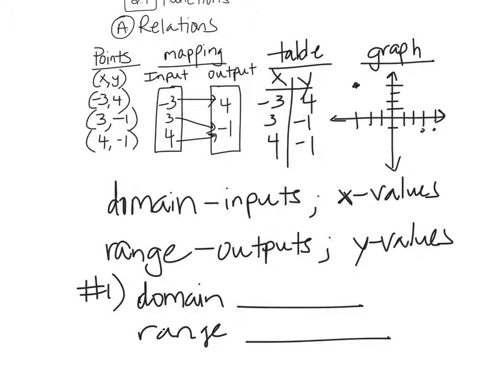So let's look at what domain is. Domain are the x values. What x values did we have up here? Perfect. I heard it. -3, 3, and 4. And a lot of times we'll put it in set notation. It's a set of numbers. And what about our range? What's our range in this problem?